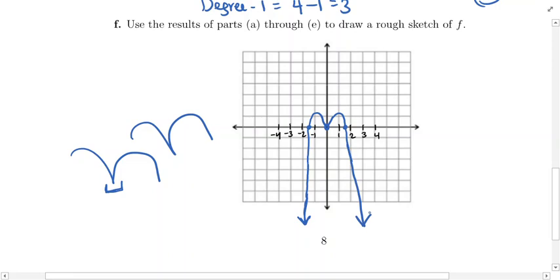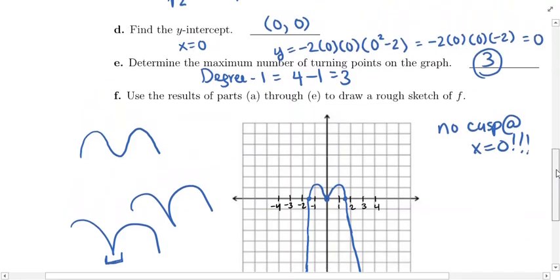All right, so this is what it looks like. Again, if you really zoom in on x equals 0, it's doing something like this. No cusp. I'll put this here. No cusp at x equals 0. All right, so let's make sure that we've done everything we need to do.